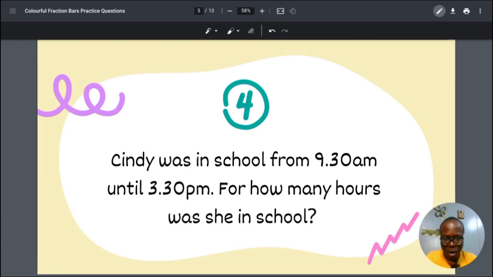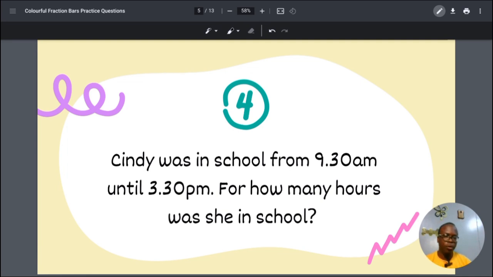Number 4. Sydney was in school from 9:30 a.m. until 3:30 p.m. How many hours was she in school? She got to school by 9:30 and left by 3:30. So for how many hours was she in school? Okay, so you can do this in 2 ways.